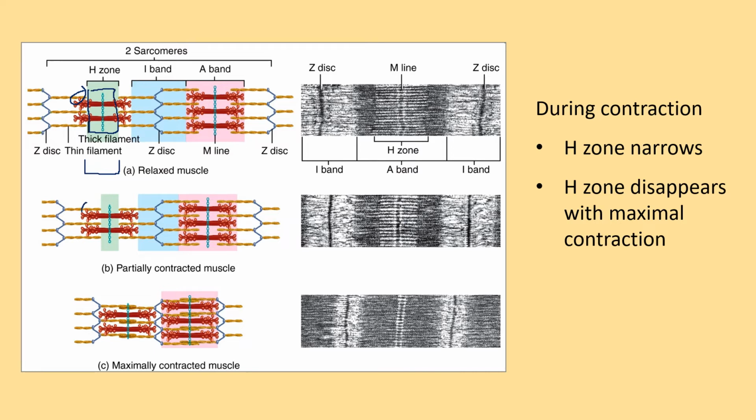These myosin heads are tugging on the thin filaments. The thin filaments are moving in from both sides. So the thin filaments have moved in from this direction and from this direction. And now look at the width of the H zone here. It's narrower, right?